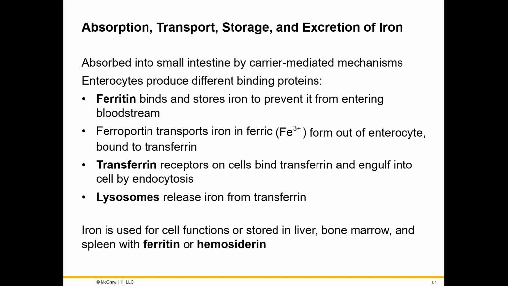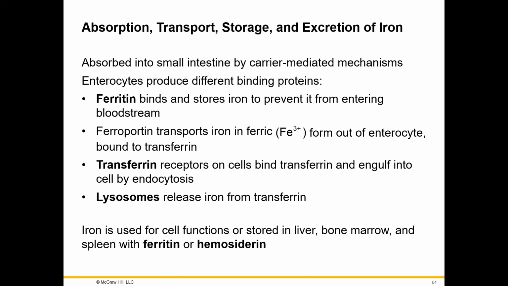And once it's outside of the cell, iron is bound to transferrin, a transport protein in the bloodstream. That protein circulates in the bloodstream and transports iron to various parts of the body. Cells that need iron have transferrin receptors on their surface. Those receptors bind transferrin and internalize it through a process called endocytosis. Now, lysosomes will then break down transferrin, releasing the iron for use. The free iron can then be utilized for various functions like synthesis of new proteins, like enzymes, and hemoglobin, for example.